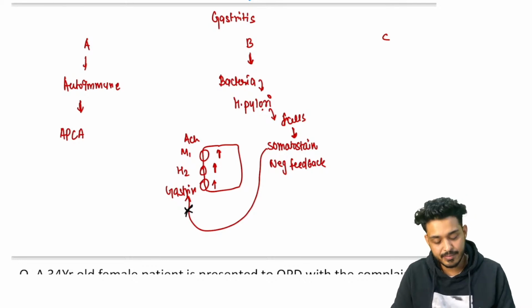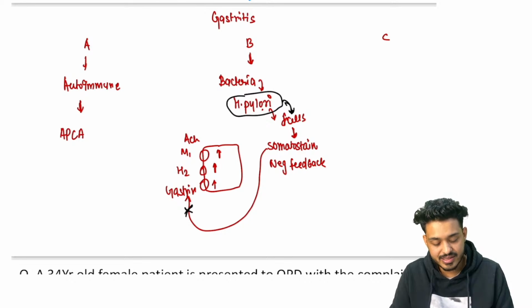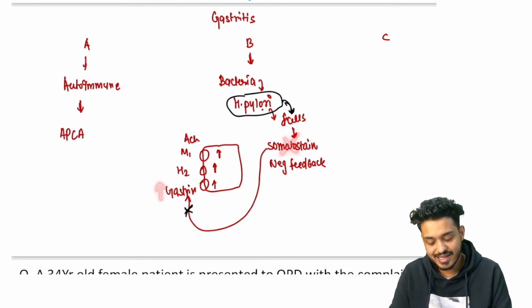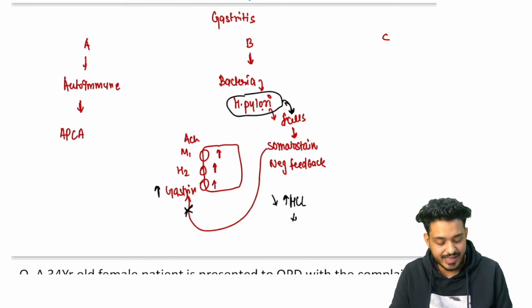But now what is happening? We are having H. pylori, and this H. pylori is going to damage your delta cells. Now what is going to happen? There will be no somatostatin, there will be increased levels of gastrin. And this increased level of gastrin is going to cause what? Increased levels of HCl, and that is what is responsible for the ulcer production.